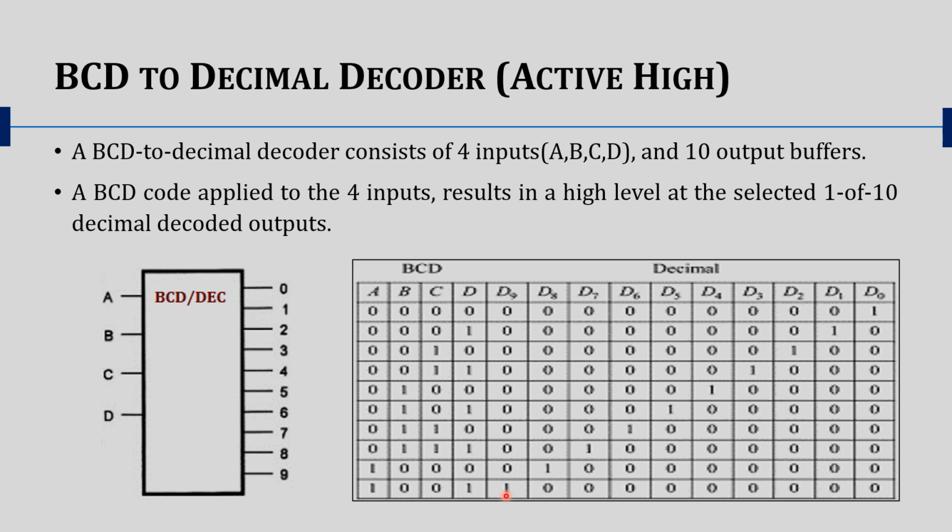So this is the case of the active high BCD to decimal decoder. Since we are having 10 output lines, we can implement this using 10 AND gates.